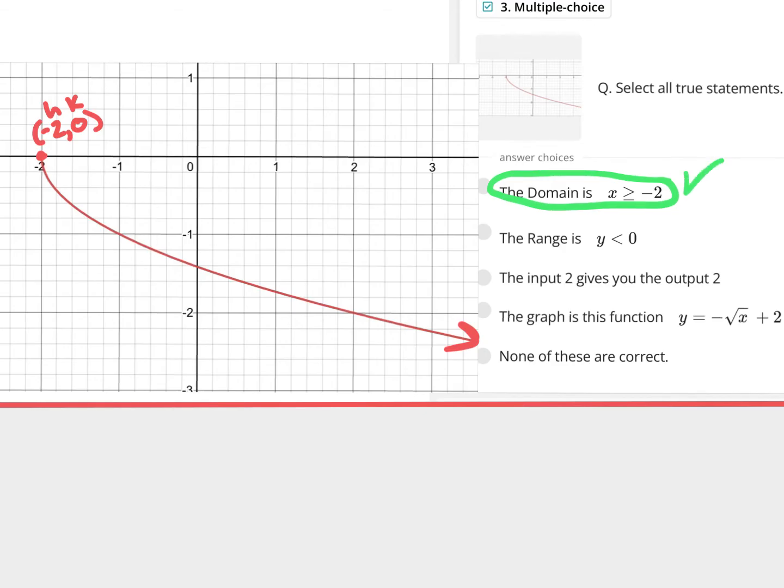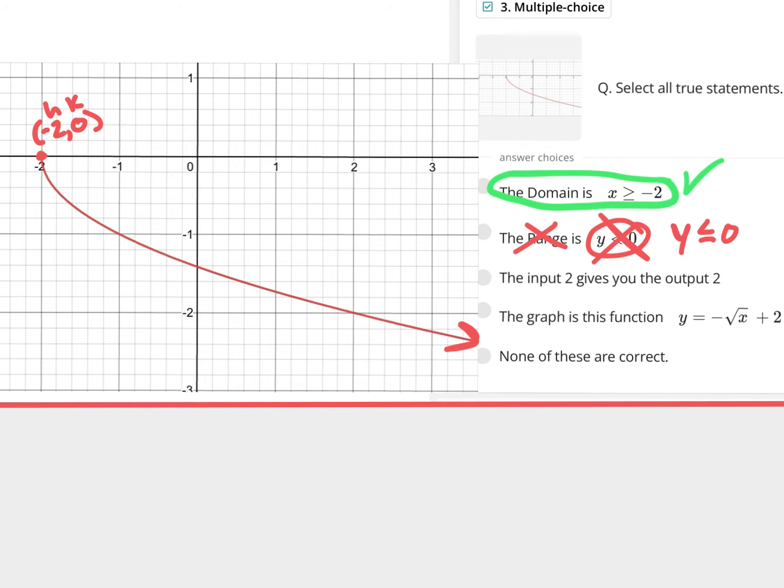That's one correct one. What about the range? The range is y is less than 0. Well, the range are your y values. So they got the y correct, but less than 0 means that it cannot actually be 0. Now, the range should be y is less than or equal to 0. Because there is no "or equal to," that would make this a false statement. So the range is less than or equal to 0, not just less than 0. So that would be incorrect. So don't pick that one.